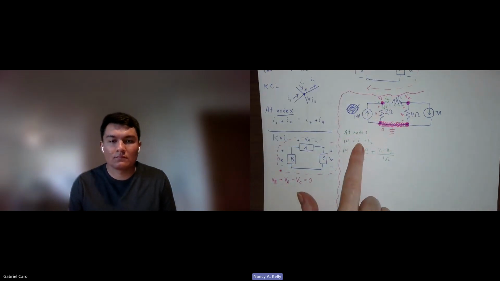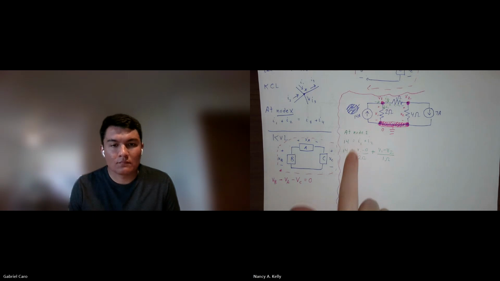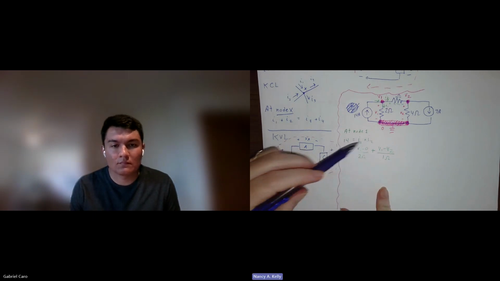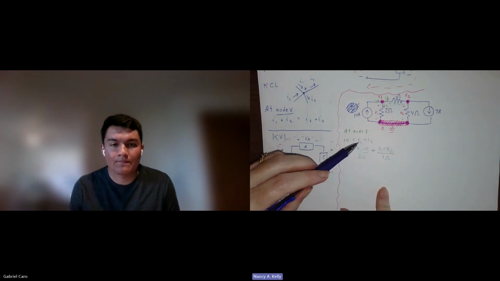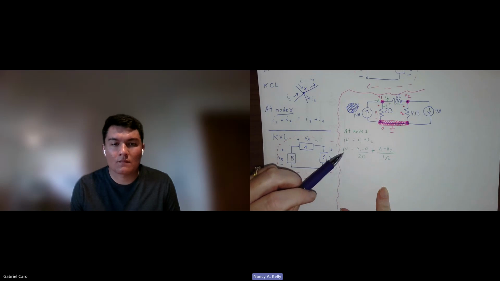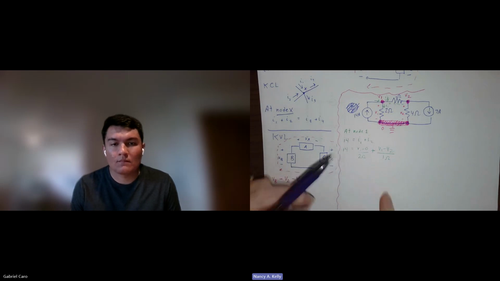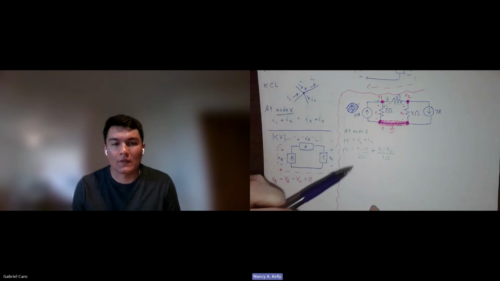So we've gone from this line here, where these are currents: 14 amps, this is a current, this is a current. And then down here, I'm leaving this as 14 because I know what it is. It's just 14.